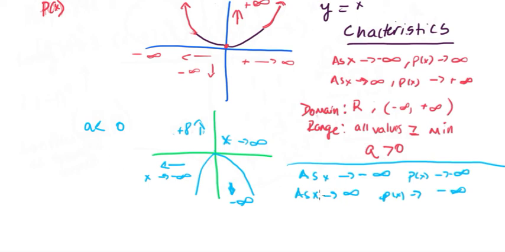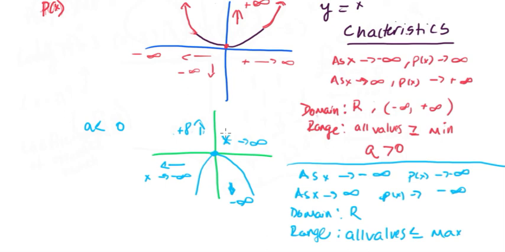Now, let's talk about the domain and range. The domain, of course, since this is still a parabola, would be all real numbers. But the range here, like we said, the range was all values greater than or equal to our minimum point. The range here is going to be all values that are less than or equal to my maximum point. So we're sitting at my maximum point here, so all range values will be everything that's below this, okay?